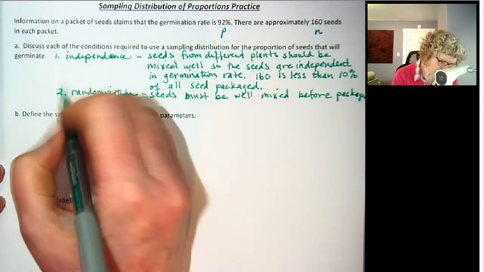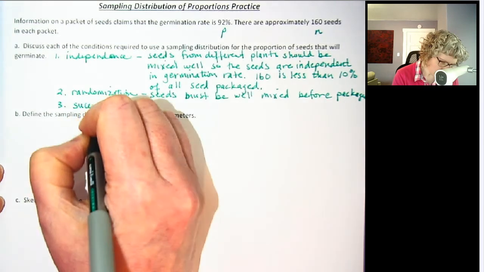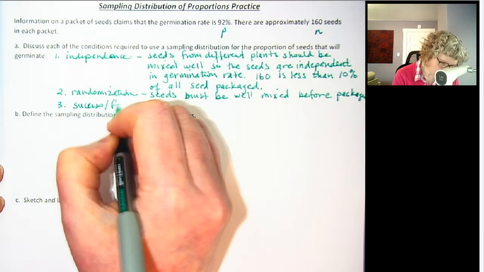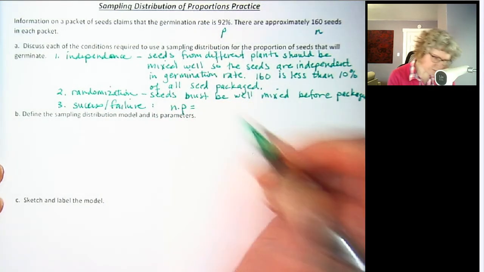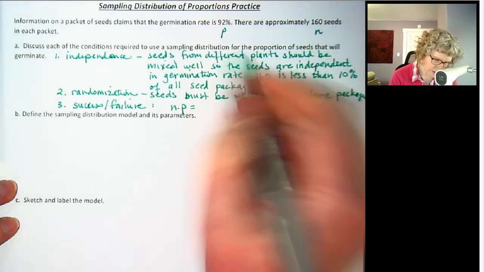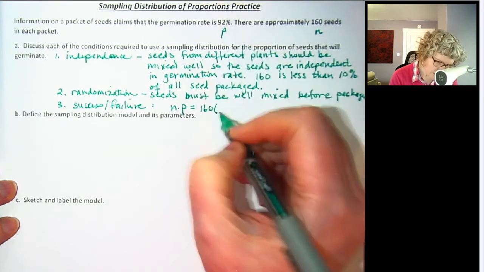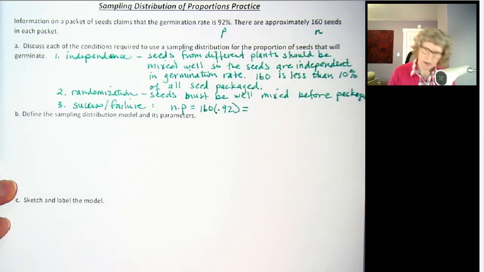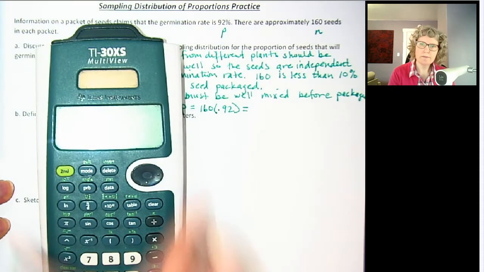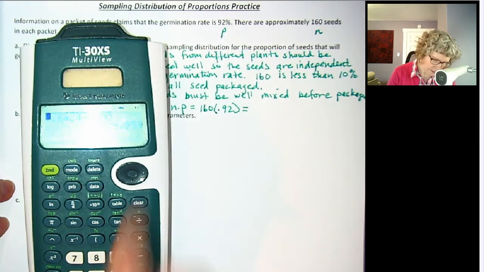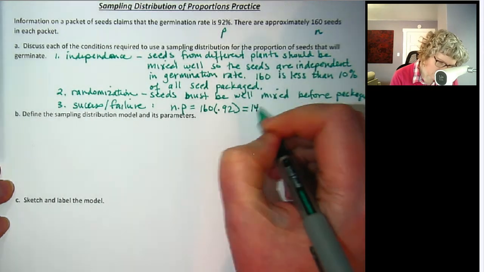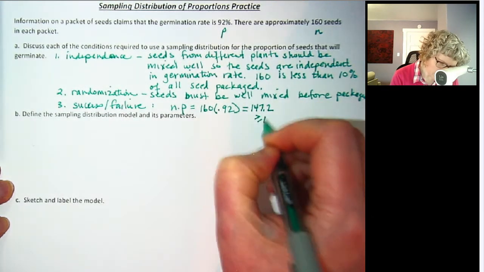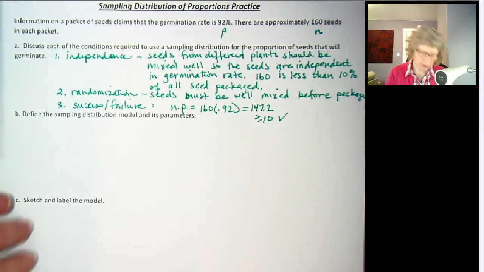Okay, and then our third one is the success failure. So N times P. Our N is 160. Our P is 0.92. Let's see what that's equal to. 147.2. Don't worry if you get a decimal. That's greater than or equal to 10.